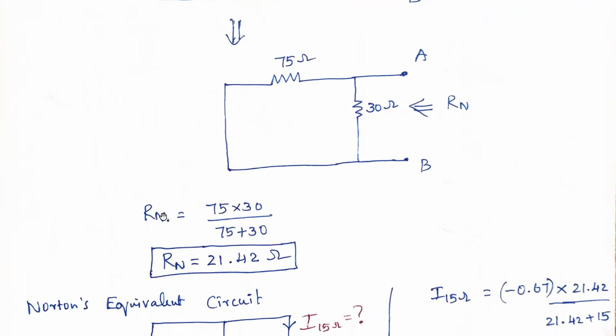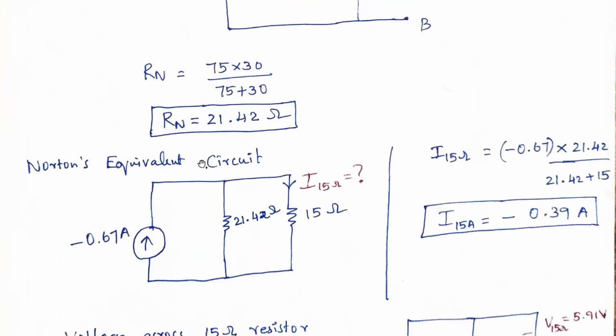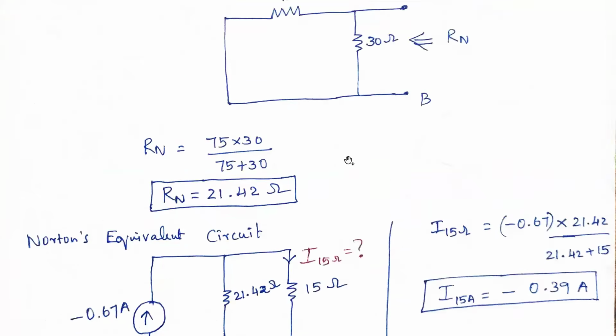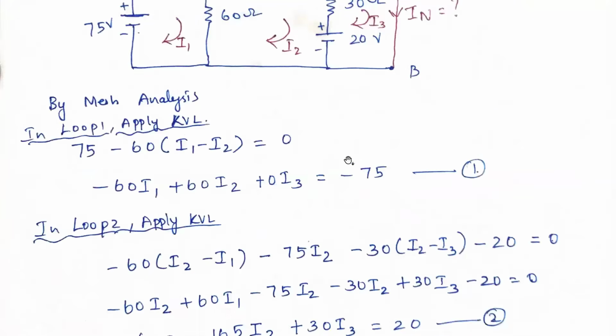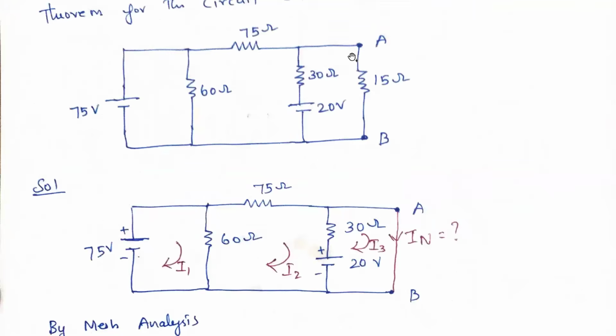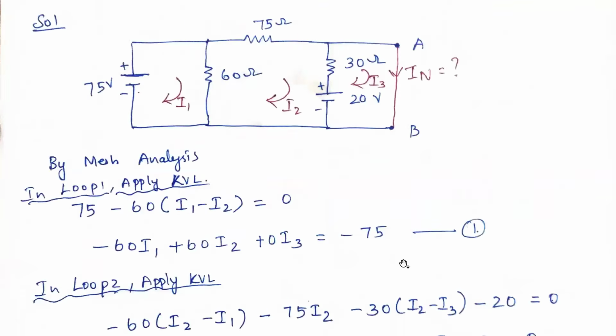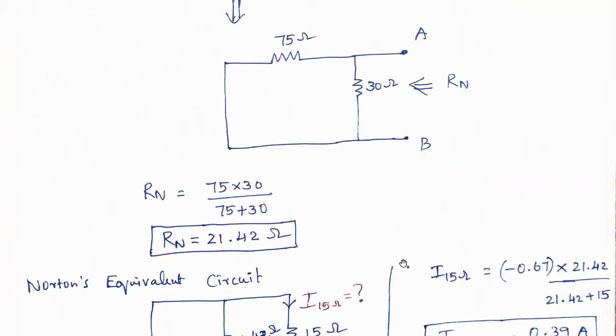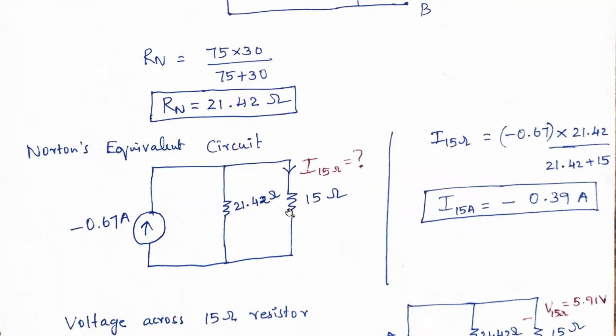Now we need to frame the Norton's equivalent circuit. So how to frame the Norton's equivalent circuit? Whatever current IN we calculated, we take that current, next RN. RN should be in parallel, and the load resistance that we open circuited first has to be added again here. So now we have added the load resistance again over here.